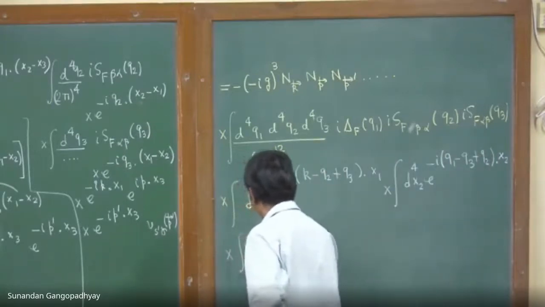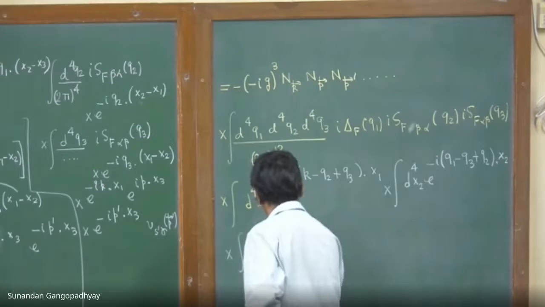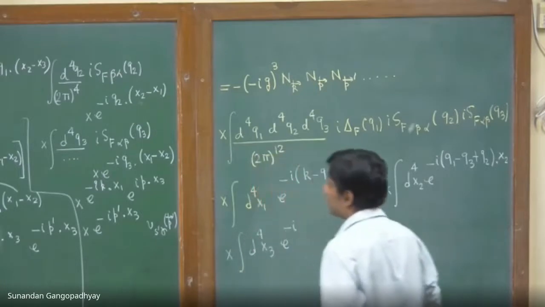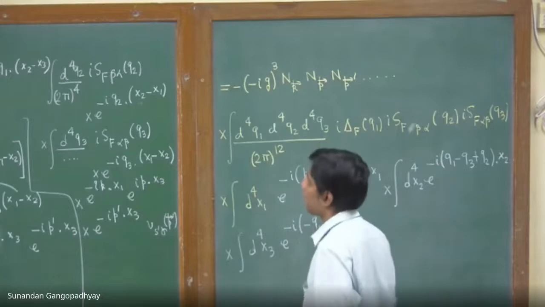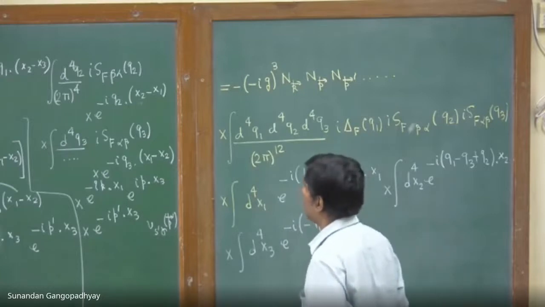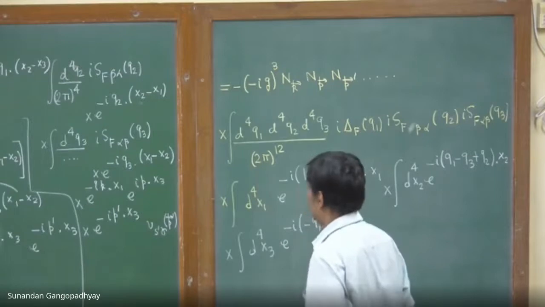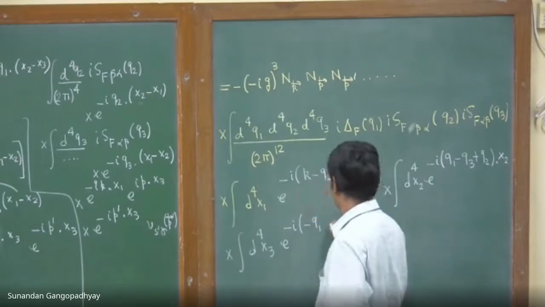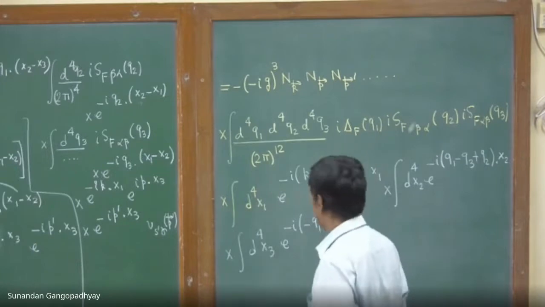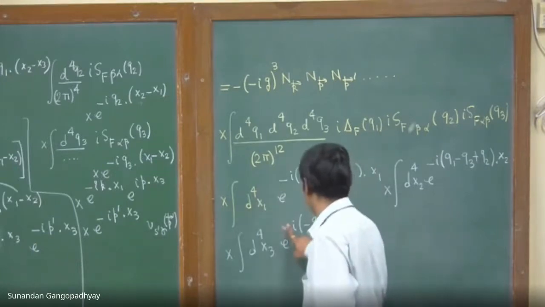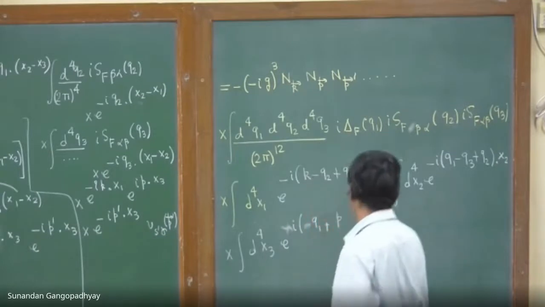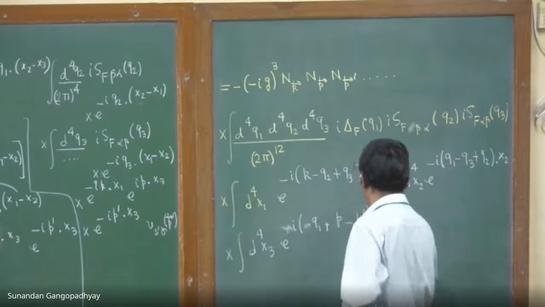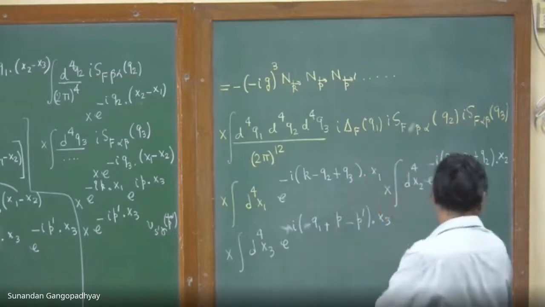We have the integration b4 x3 minus x3, minus q1. So let me just do this, plus, minus. Very good. That is all.